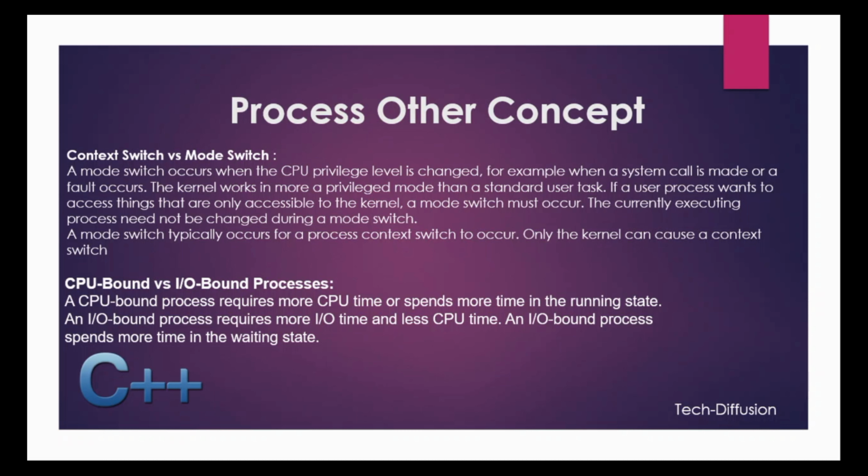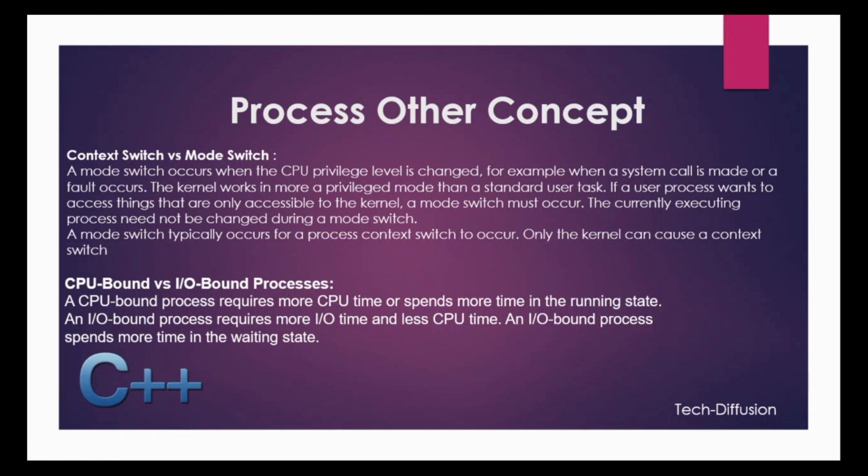The kernel is like the heart in our human body; in the OS, the kernel is the heart of the OS. The kernel does everything, like creating processes and assigning them work. So everything is handled by the kernel. A context switch must occur, and the currently executing process needs to be changed during the switch. This is the basic idea of context switch and mode switch. For a context switch to occur, only the kernel can cause it. That means a context switch is done only by the kernel.